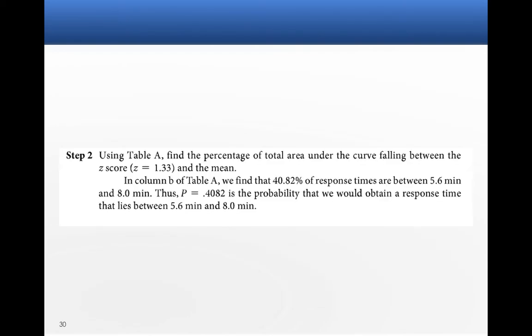Then we're going to take table A, which is in the back of your book and on Blackboard, and we're going to find the percentage of total area under the curve falling between the Z-score and the mean. Okay? When we do that, we would find that 40.82% of response times are between 5.6 minutes and 8 minutes. We're going to change that to a P. Okay, probability 0.4082 is the odds, that the probability we would obtain a response time between 5.6 minutes and 8 minutes. So on the basis of a normal shape of response distribution with a mean of 5.6 minutes and a standard deviation of 1.8 minutes, 25% of response times are 6.8 minutes or longer.